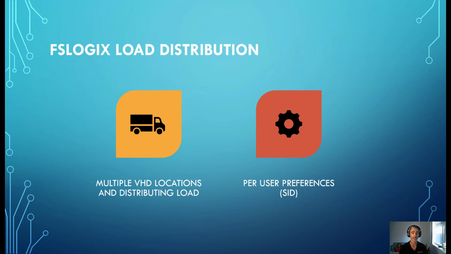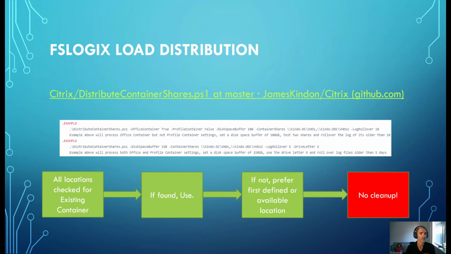We also have the ability to specify per-user-based preferences. So we can tell a group of users to go to a certain set of SMB shares. It's all driven by group policy preferences, which is probably the easiest way to do that. I've got a blog post up on how to do that. I've also written a script to help with this.